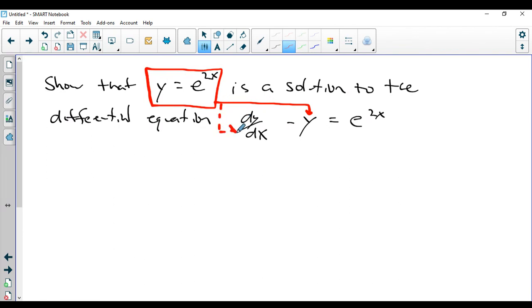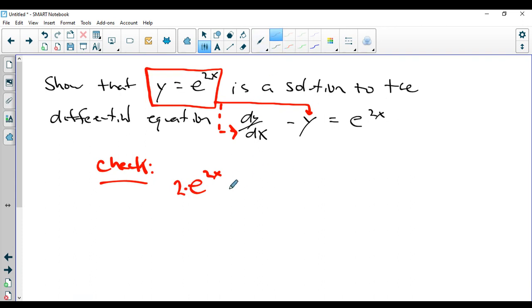But here, you have to do the derivative of this and put that in there. So you actually have to do the derivatives when you do the check. So if I go to do my check here, dy dx, what is the derivative of e to 2x? The derivative of e to stuff is going to be e to stuff times the derivative of stuff, which I'll just put that in front.